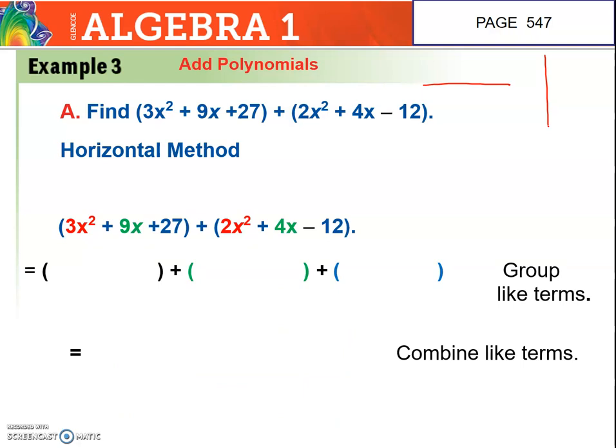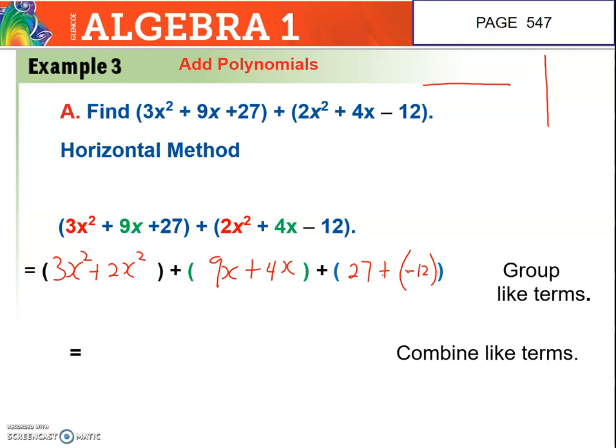Now 3x squared can only be added to 2x squared, and 9x can also be added to 4x. You cannot add 3x squared to 4x. So in grouping like terms, we're going to have 3x squared plus 2x squared. Then with the green we have 9x plus 4x, and the last one we have 27 plus minus 12. I put the minus 12 in the bracket so it doesn't confuse you.